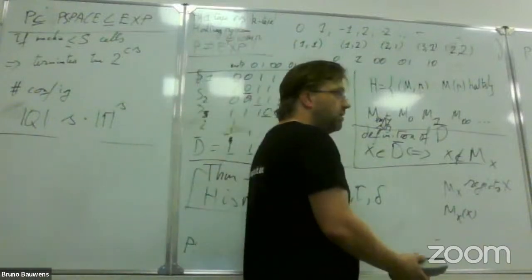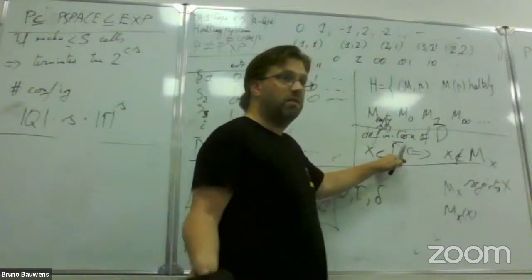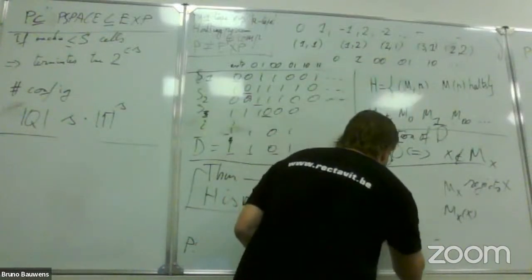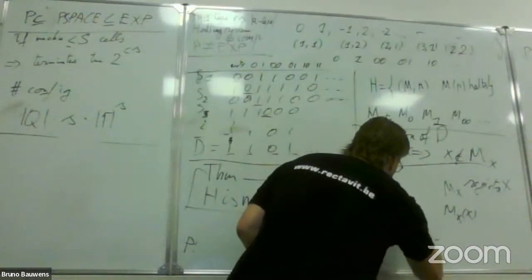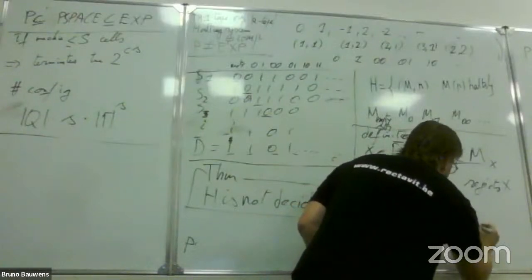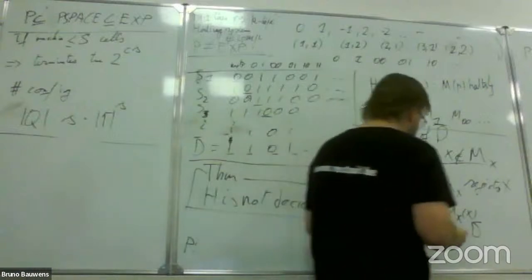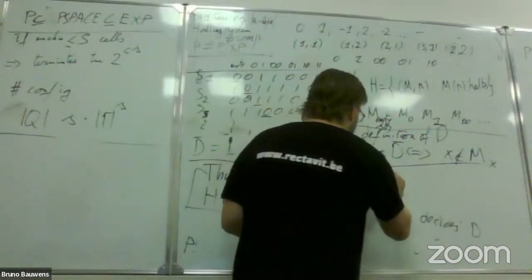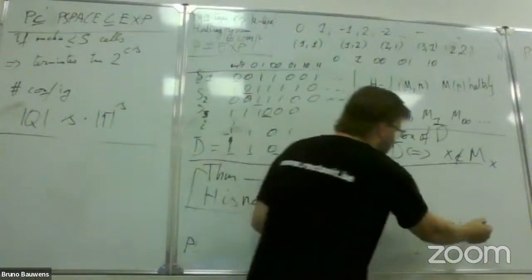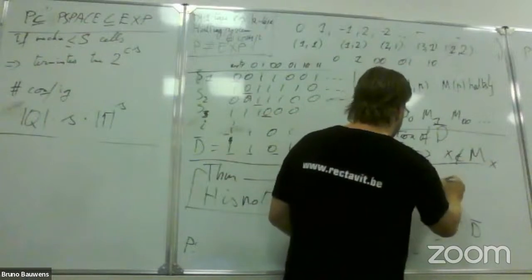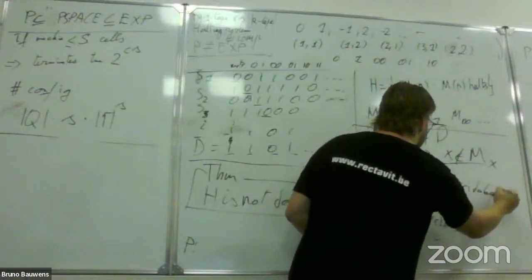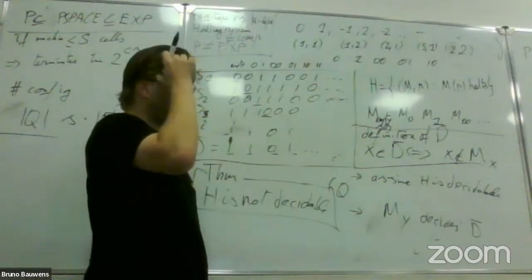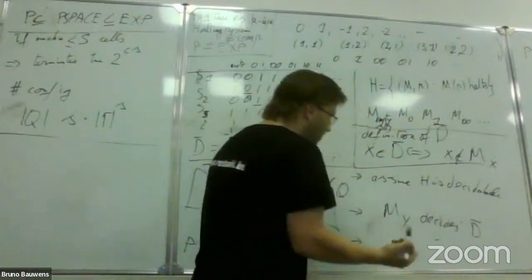So we've constructed a machine that decides D bar. Our machine must have a binary description, so let this description be Y. And so MY decides D bar. To summarize: first, assume H is decidable. Second, MY decides D bar. We constructed the decider, and now we have a contradiction.